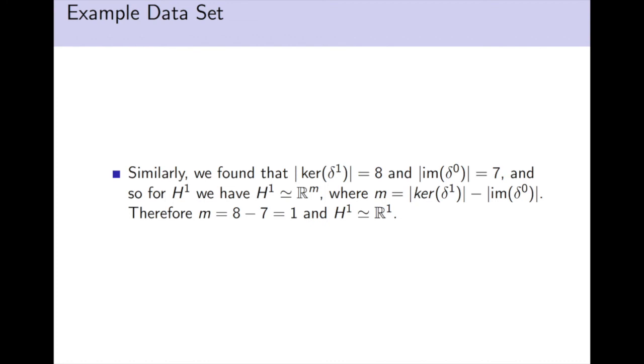Now, similarly, we can find H1 very much the same way. We did know that the dimension of the kernel of delta 1 was 8, and the image of delta 0 had a dimension of 7. H1 is in the form Rm, where m is the particular number given by the dimension of the kernel of delta 1 minus the dimension of the image of delta 0. So m corresponds to 8 minus 7, which is just 1. H1 is going to look like R1, just like H0.